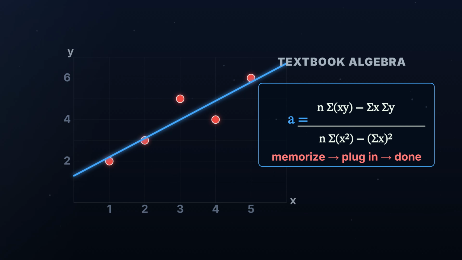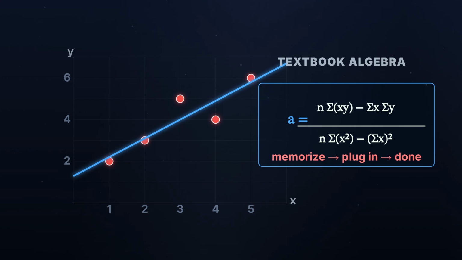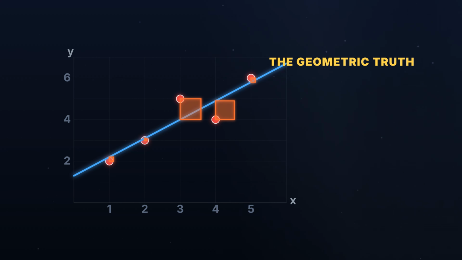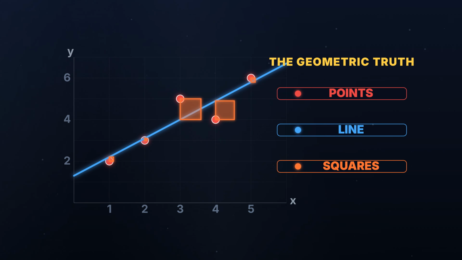Textbooks present least squares as this intimidating formula to memorize. Plug in numbers, done. But the real insight is not algebraic, it is geometric. Points, a line, and squares. Watch the formula shatter, and out of the fragments, the geometric truth emerges.